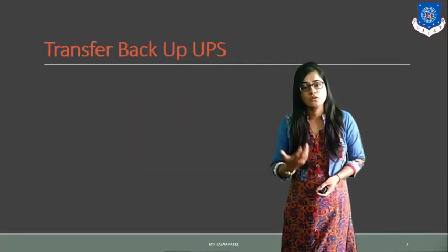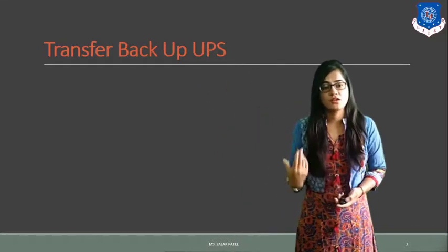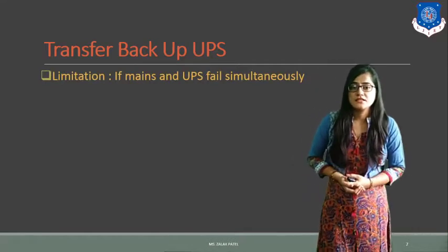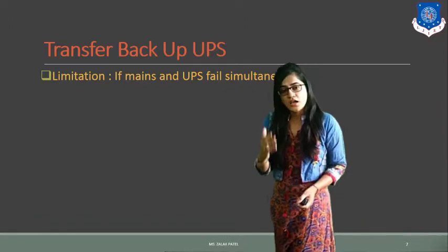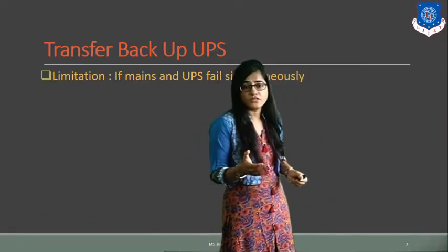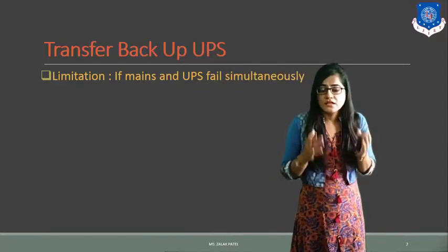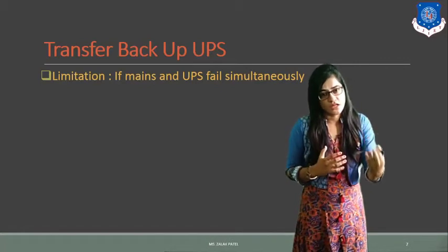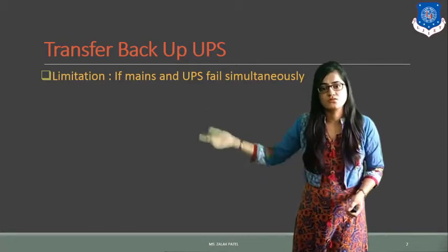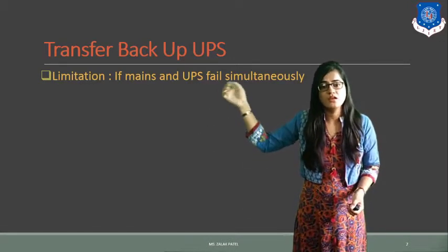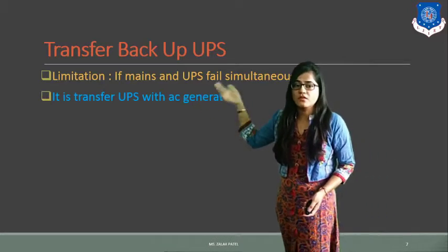Now let's talk about the next type of UPS, that is the transfer back UPS. For the transfer back UPS, first let's see its limitation. If the mains and UPS fail simultaneously, then, as we see in the case of the offline UPS and the continuous UPS, the supply can be provided by the AC generator. So the limitation here is that the mains and UPS fail simultaneously, and the power can be transferred by the UPS with an AC generator.